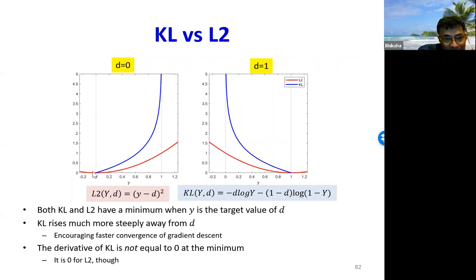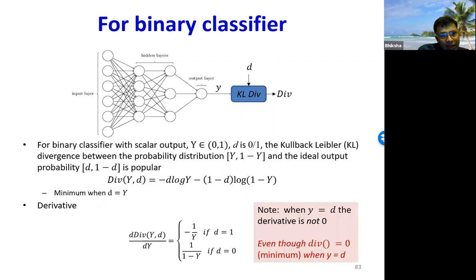But in exchange, the L2 divergence has zero gradient at the correct answer, whereas the KL divergence, for d equals 0, you get a slope of 1. For d equals 1, you get a slope of -1 at the minimum. So here is the derivative of the KL divergence with respect to y. When d is 1, it's going to be -1 over y. When d is 0, it's going to be 1 over 1 minus y. Note that when y equals d, the derivative is not 0, even though the divergence is 0.